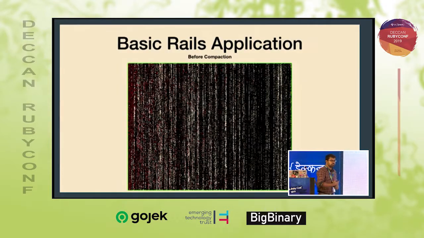This is one of the screenshots I took from Aaron's talk, and he's currently working on compaction. This is a basic Rails application, and as you can see, even in a Rails application there are multiple slots, and these slots are inside pages, okay? Whenever garbage collection happens and some of the slots are cleared, unless and until the entire page is clear, you cannot give that page back to the operating system.